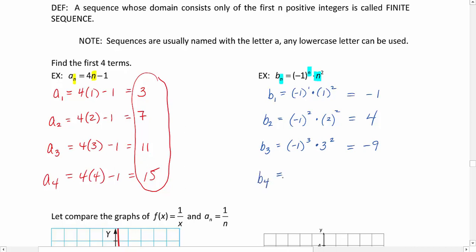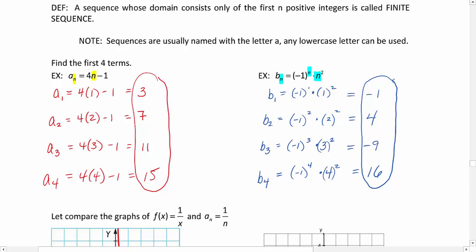And b sub 4, that'll be negative 1 to the fourth times 4 squared. So negative 1 to the fourth, that'll be positive 1 times 4 squared, which is 16. Positive and a positive, positive 16. And here are our first 4 terms of our sequence.